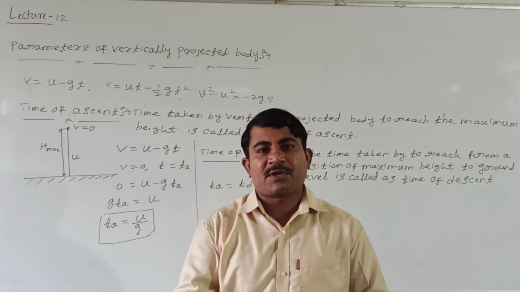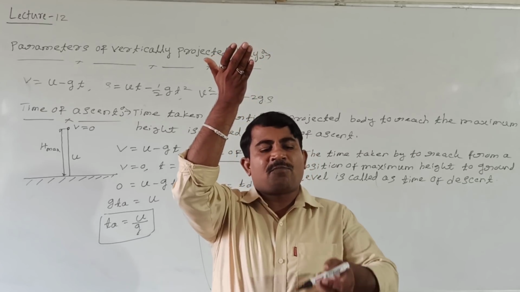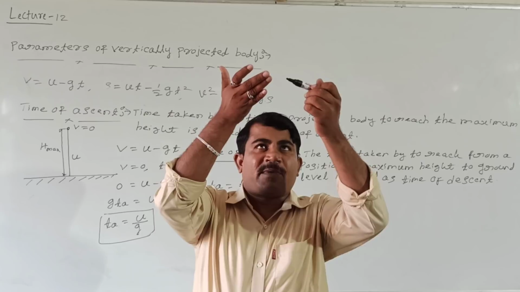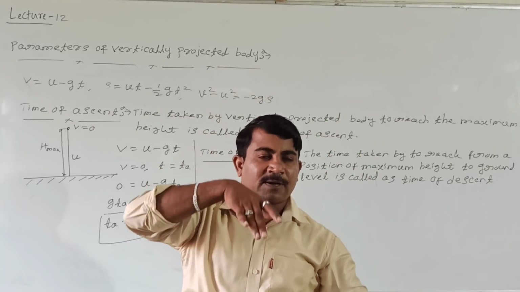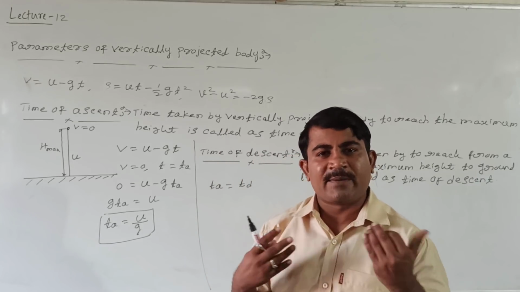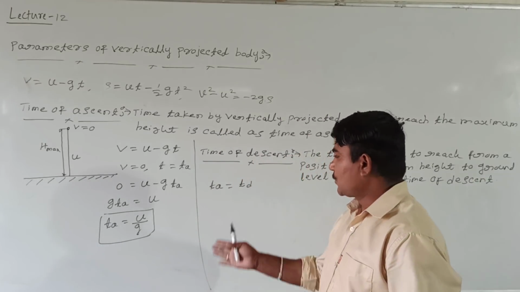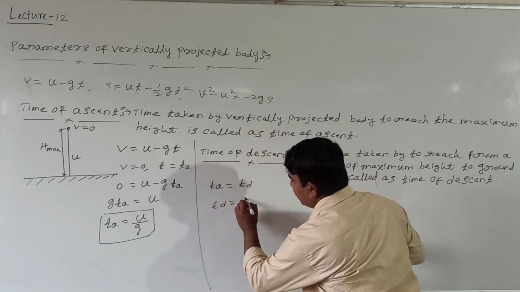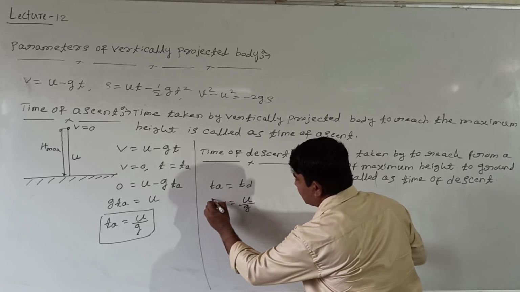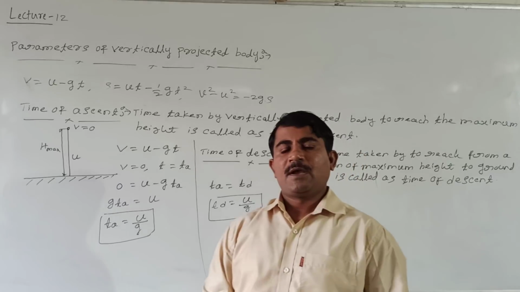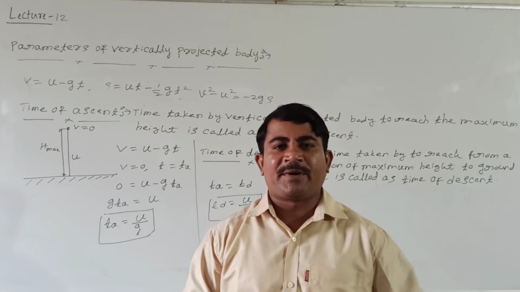Let us take a body projected upside. Let us count how much time is taken to reach the maximum height. Again, when it comes back from maximum height to ground level, the same amount of time is taken. Directly, time of ascent equals time of descent. So I am writing directly, time of descent also has the same formula, that is u divided by g. Then after this, one more parameter is remaining.